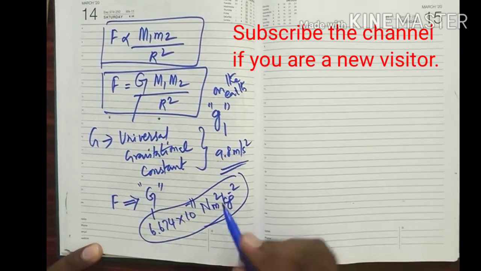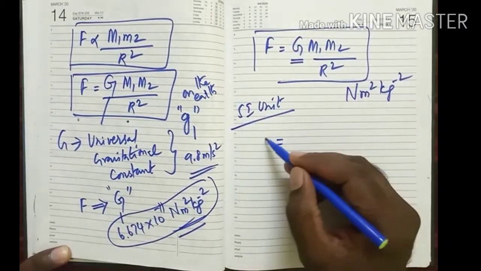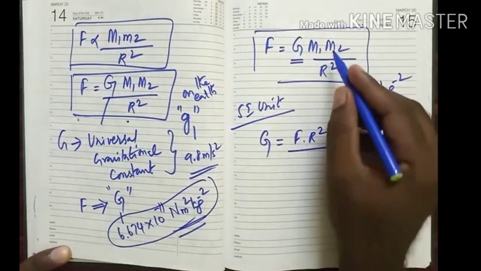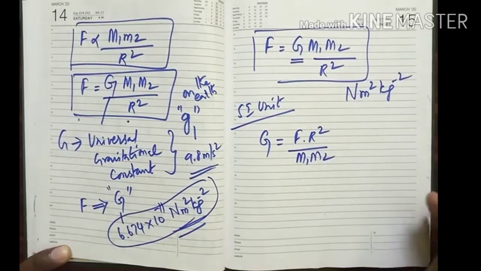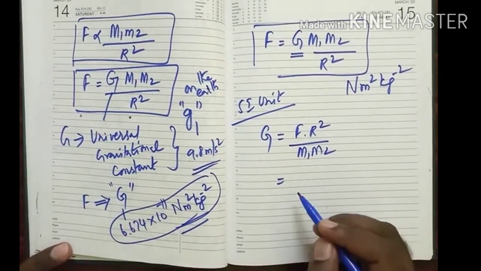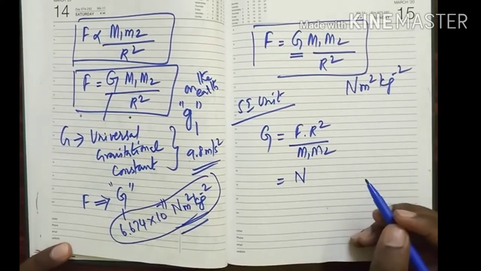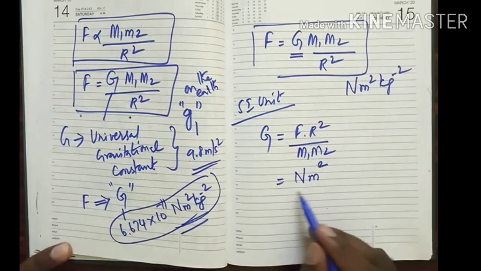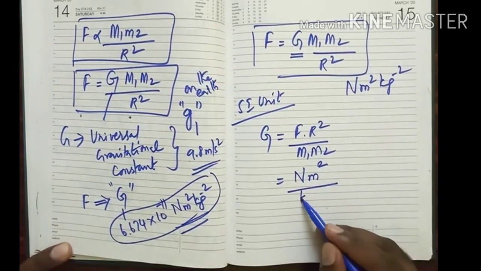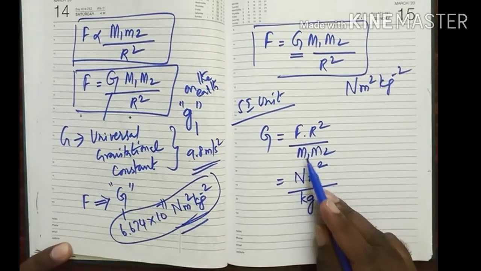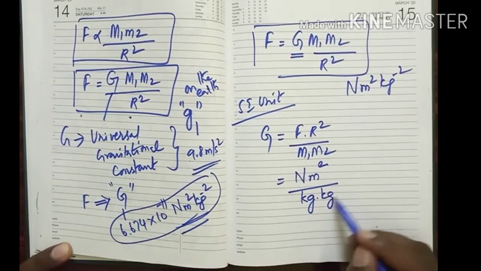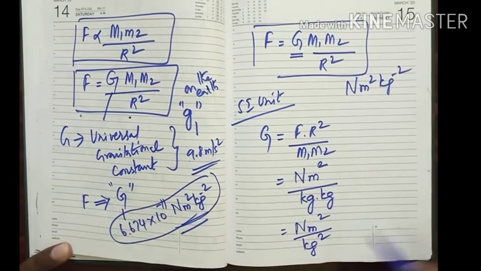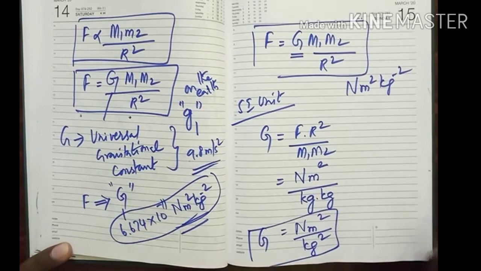So how does it give us the SI unit? If I want to calculate G, I can write it as F into r square, by cross multiplication, divided by m1 m2. What is F? Force. Force is measured in Newton. r is nothing but distance. Distance is measured in meter, so r square means meter square. m1 and m2 are nothing but mass. Mass is measured in kg. So m1 into m2 is kg into kg, that is kg square. So Newton meter square per kg square. This is how G comes as an SI unit.